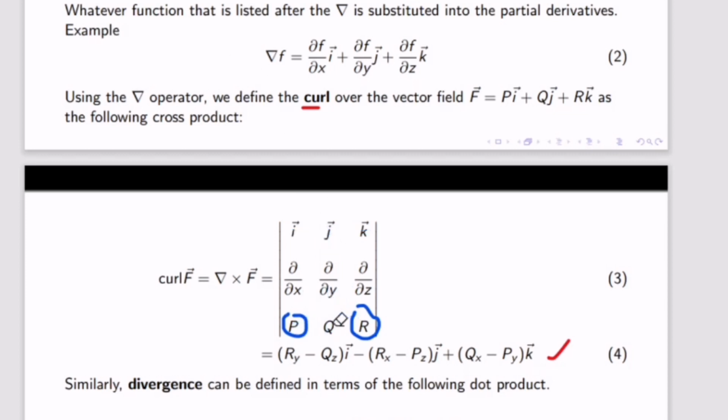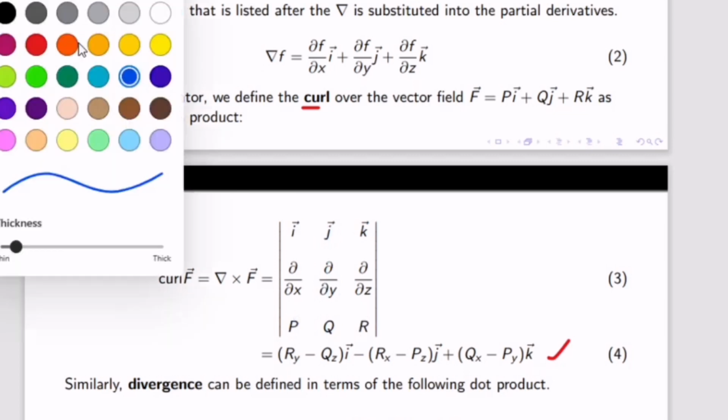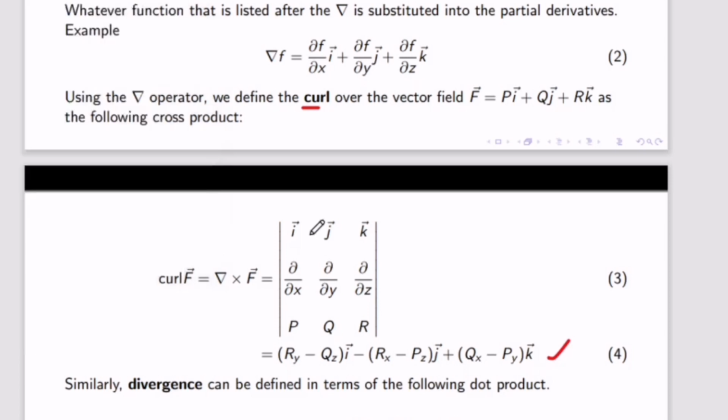Let's do the last one. For the last one, you are going to cross it like this. So q will go here, and p will go here. Then we take the function q, partially differentiate with respect to x, then minus p, partially differentiate with respect to y, and then k. It's very simple. So at the end, finding the curl is very simple. It's like the normal way of finding the cross product of a vector. That is it.